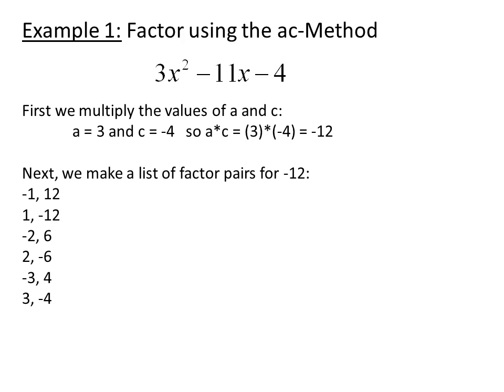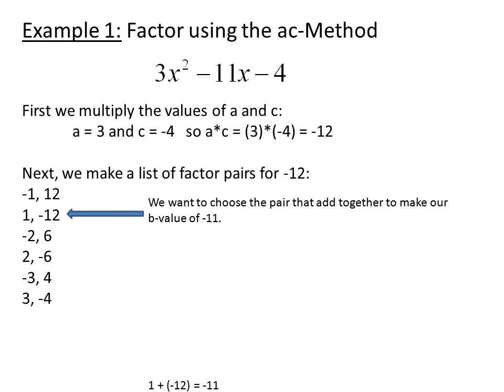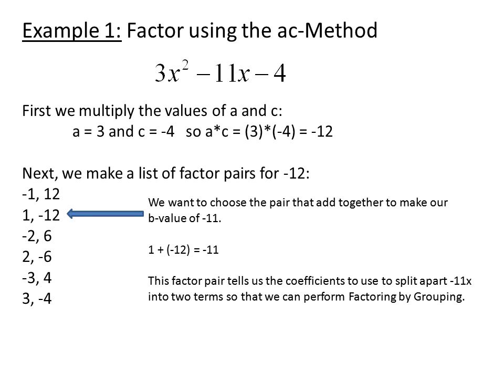All of those pairs multiply to be negative 12, but only one of them is going to work for us in this situation. We want to choose the pair that add together to make our b value, which in this polynomial is negative 11. So we are going to choose the pair 1 and negative 12 because they add together to make negative 11. This factor pair tells us the coefficients to use to split apart negative 11x into two terms so that we can perform factor by grouping.